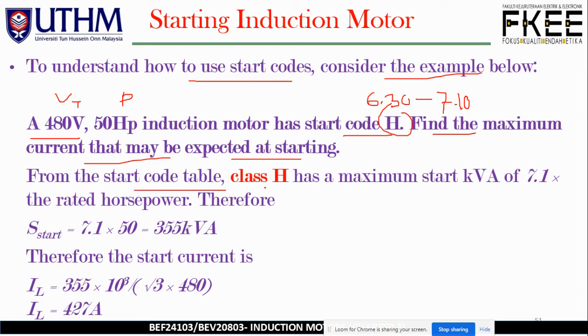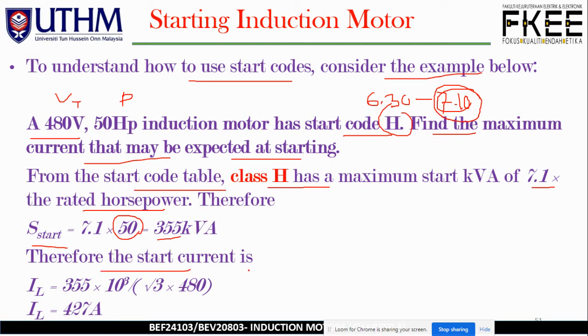From the start code class, H has a maximum kVA of 7.1 multiplied by the rated horsepower. Here we take the maximum one since we want to obtain the maximum current. So take the maximum limit over here, 7.1, and multiply by the HP, the horsepower. This is what we have seen in the previous equation. So S start is 7.1, the code letter, multiplied by 50, giving us the apparent power, or the rated power, equal to 355 kVA.